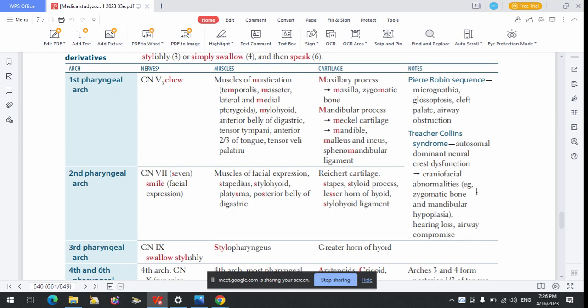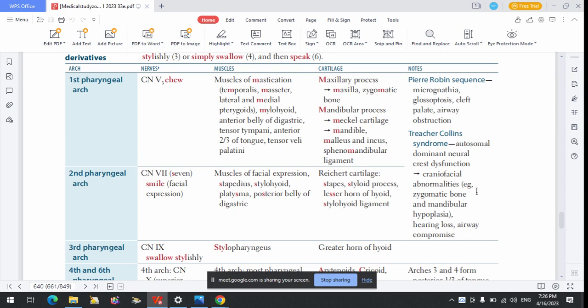Just know that the first arch, mandibular, has stayed. You don't need anything to remember that one. First, mandibular. Second, facial. Third, glossopharyngeal. The fourth and the sixth: fourth is superior laryngeal, sixth is recurrent laryngeal.